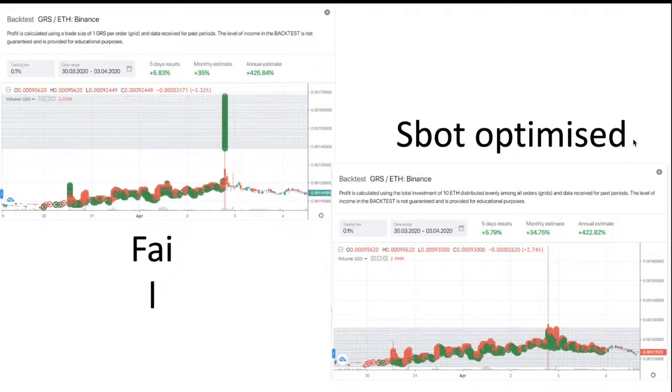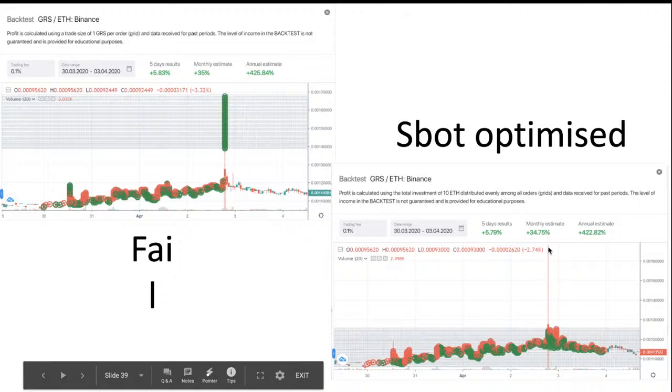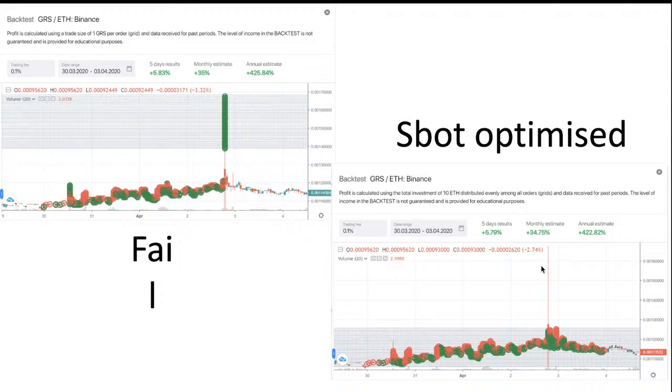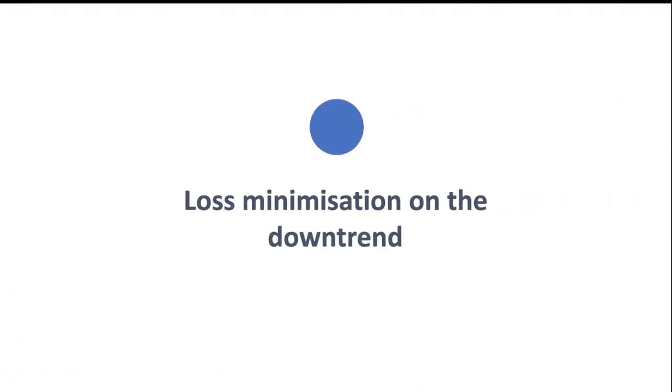And with optimization that we have in SBot, you see that it didn't capture this pump momentum. So you see the smooth price action right here. So that's the way of how we make sure that you have a secure trading. So we don't let our bots let you get stuck in the unprofitable area like here. And there is a loss minimization on the downtrend.